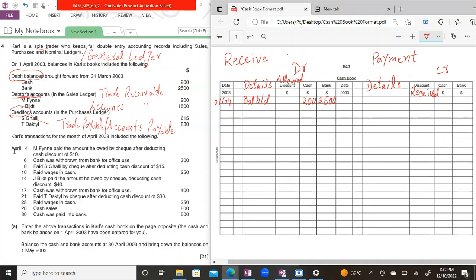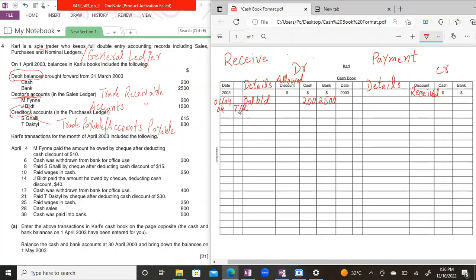The transactions for the month of April 2003 included the following. On April 4, M paid the amount he owed by check after deducting cash discount of $10. So check in this list of debtors and creditors who is Mr. M. So Mr. M is our trade receivable, and this trade receivable has to pay us $200. So after deducting a cash discount of $10, the remaining amount we have received. So April 4, so here write April 4, and we have received this amount from our trade receivable.